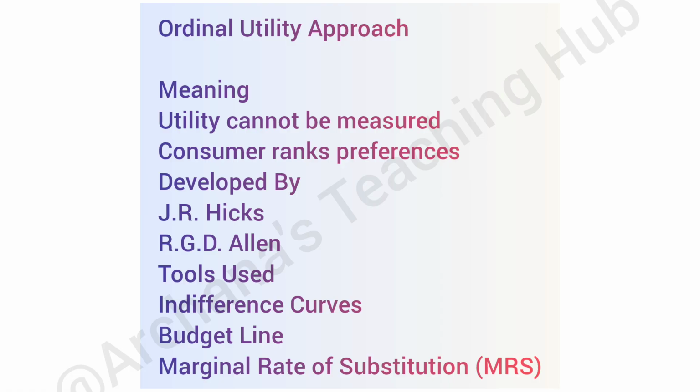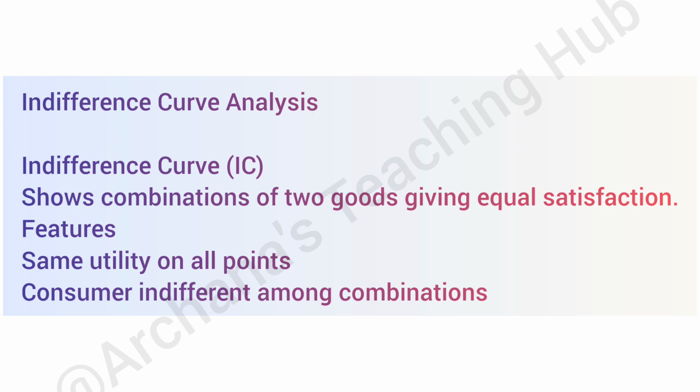Ordinal utility approach. Utility cannot be measured. Consumer ranks preferences. Developed by J.R. Hicks and R.G. Allen. Tools used: indifference curve, budget line, marginal rate of substitution (MRS). Indifference curve analysis. Indifference curve, IC, shows combinations of two goods giving equal satisfaction. Features: same utility on all points. Consumer is indifferent among combinations.